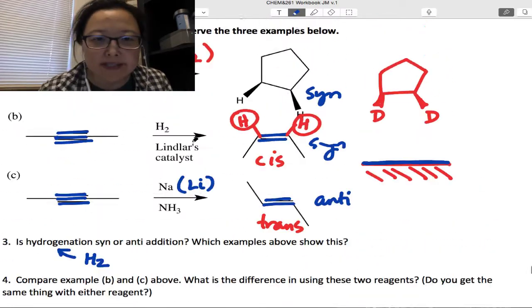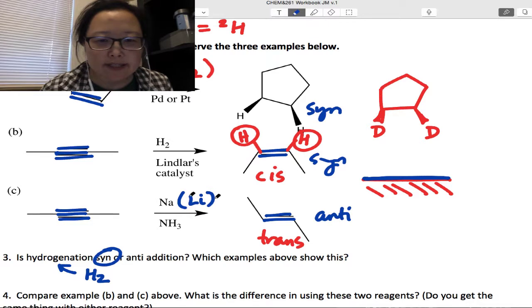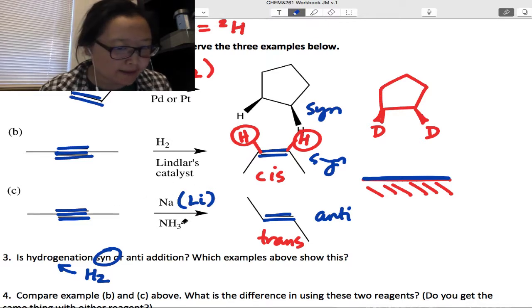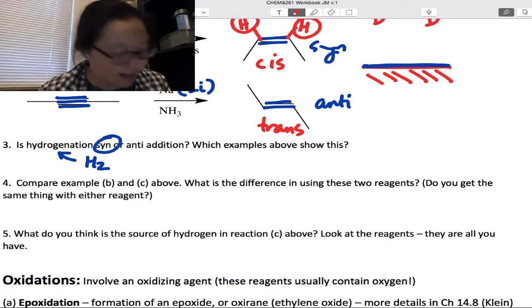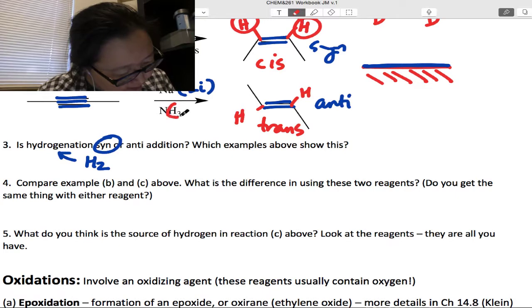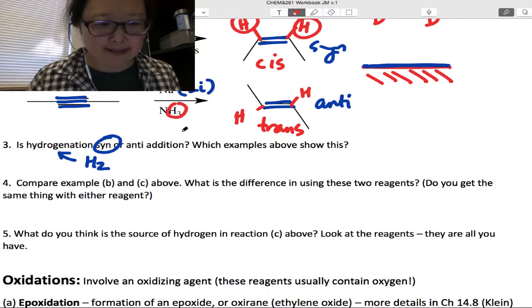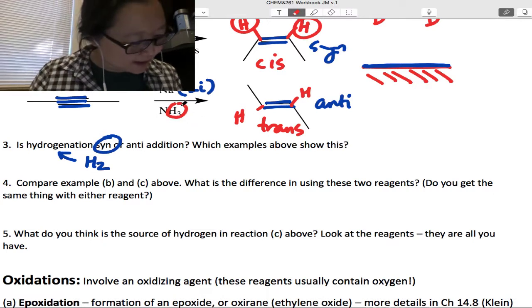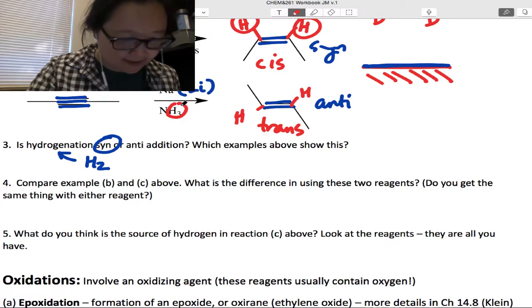So hydrogenation in general is the addition of H2. And whenever we use H2 as a reagent, we get syn addition. Now we can get hydrogenation using sodium or lithium metal in liquid ammonia, but that's going to give us anti-addition. And the source of hydrogen in reaction C, we have 2 hydrogens getting added on, but they're opposite side to each other. And that must come from the ammonia. So it's sort of weird to think of ammonia as a kind of acid, but that's what's going on here. And this is liquid ammonia, so this is done at negative 35 degrees Celsius.